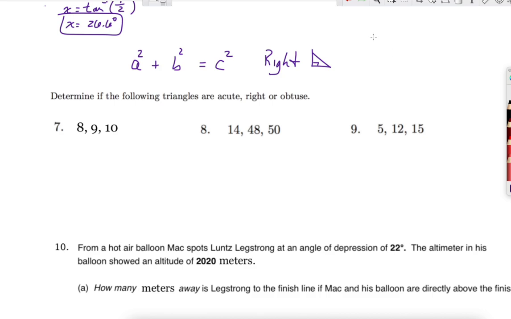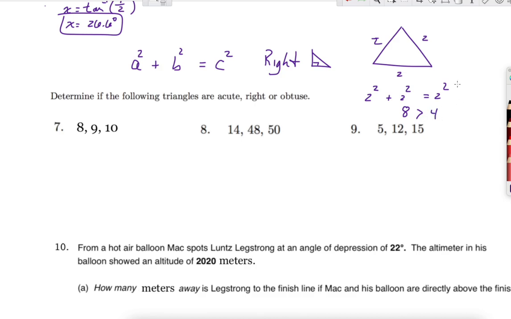What would happen if the legs were larger? Or let's see, if the sum of the squares of the legs were larger. Let's think about this. Say we had an equilateral triangle, and all the sides were 2. We're just going to put in all of our values here. So 2 squared plus 2 squared equals 2 squared. This is obviously not true, but 4 and 4 is 8. So 8 is greater than 4.